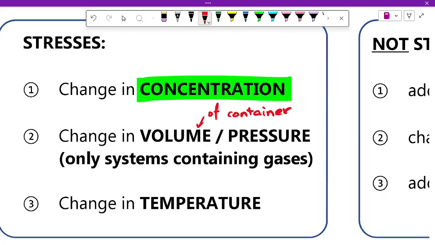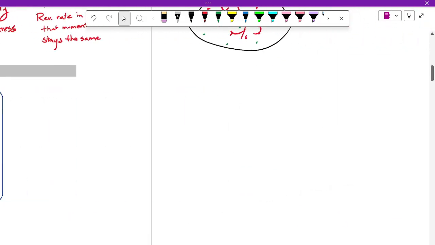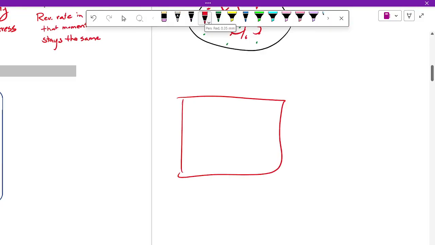Okay, so we can have a change in the volume of the container, which will change the pressure. So for example, we might have a container that's this big. There's 8 gas particles in it. What if we made it really small, with the same amount of particles? The pressure is going to be higher. What's going to happen to the number of collisions? The number of collisions will increase.